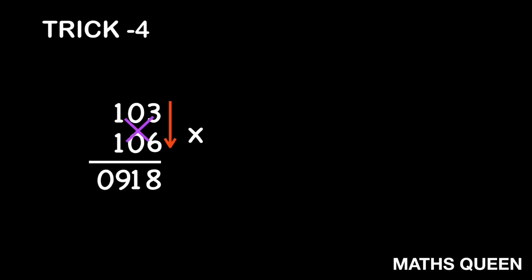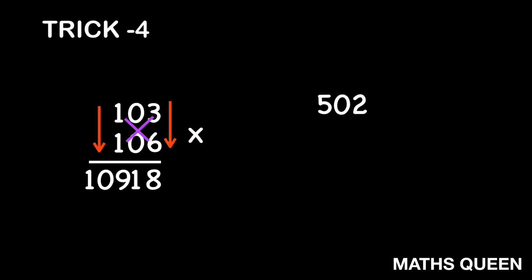Trick number 4, 0 the hero. Multiplying 103 with 106, we have 0 in the middle of each number. What we have to do is multiply the last digits. 6 into 3 is 18. Now cross multiply and add. 1 into 6 is 6 plus 1 into 3 is 3. We have 6 plus 3 as 9. Now multiply the starting digits. We have 1 into 1 as 1.